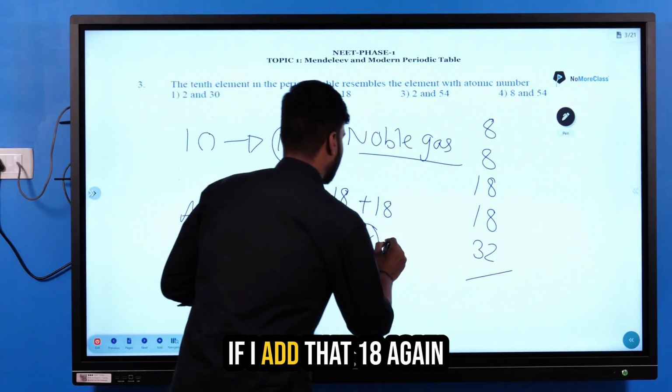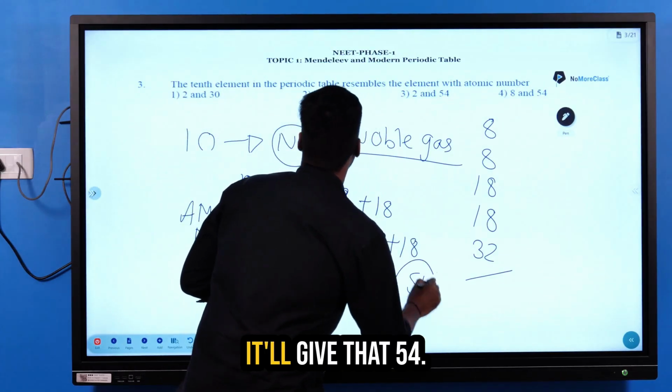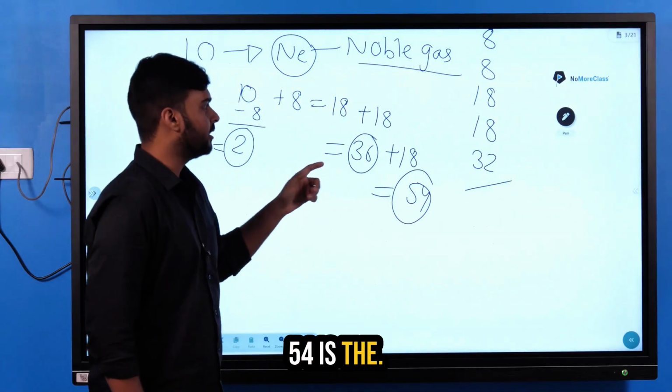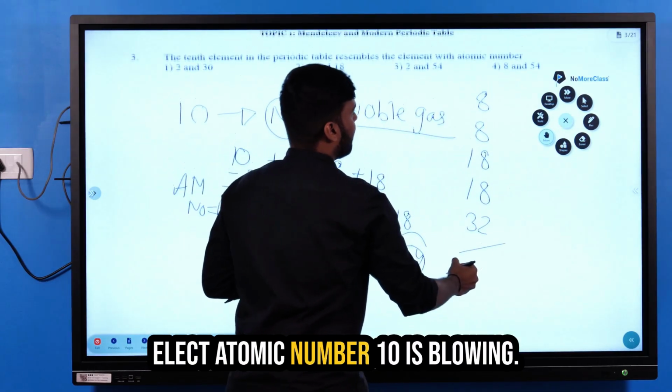After that, if I add 18 again to it, it will give 54. 54 belongs to the same group in which atomic number 10 belongs.